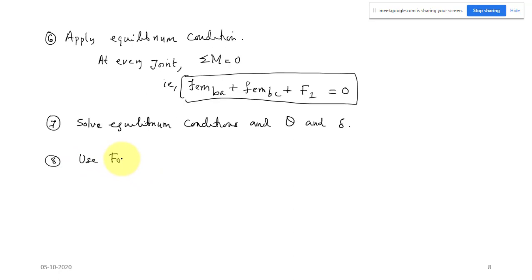force displacement relations to get all the forces, you can say moment and shear force. And now if you want, you can draw the bending moment diagram, shear diagram, etc. So now your analysis has been completed.